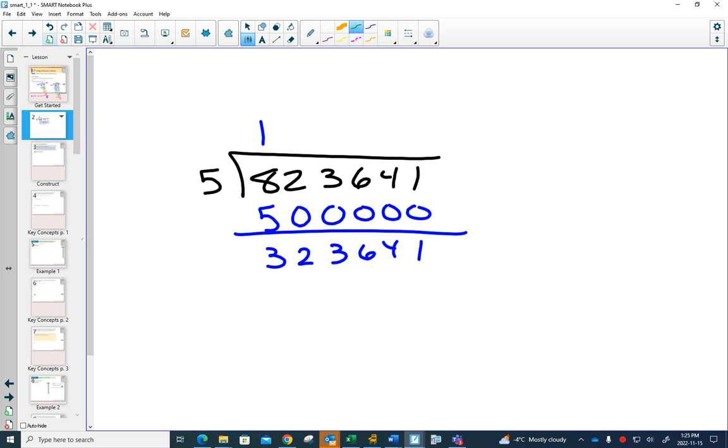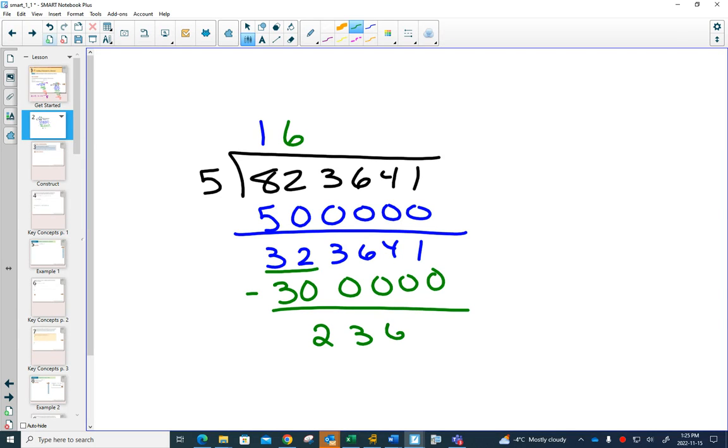Now, I look at my first numbers, and I have to go to 32. How many 5s in 32? 6. So I straight up from here, 6. 6 times 5 is 30. 0, 0, 0, 0. This technically, that's 60,000. And we subtract 2, 3, 6, 4, 1.